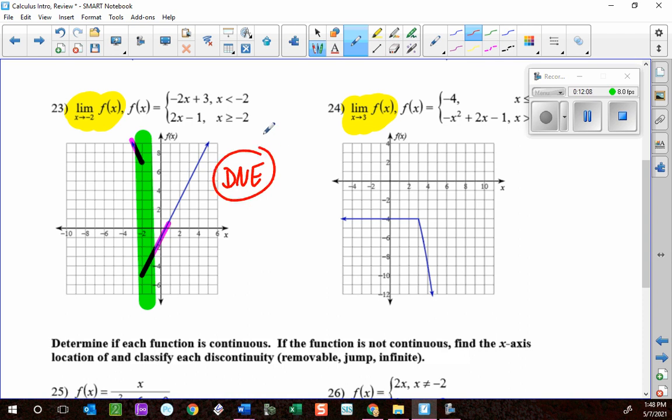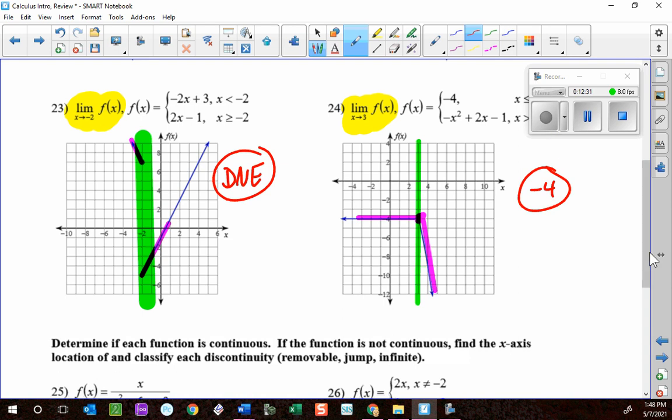All right, and this one is x goes to 3. So we are trying to approach this line right here, x equals 3, this place. So they are both coming to the same place. Even though it's kind of weird to have a line here and then a line coming up the other way, they're still going to this place right there, which is -4. So the answer is -4.